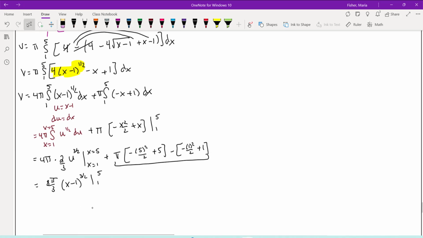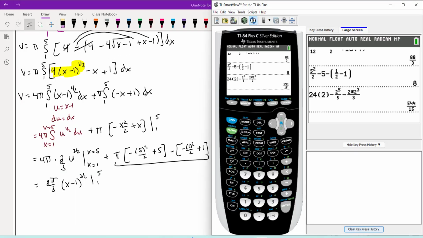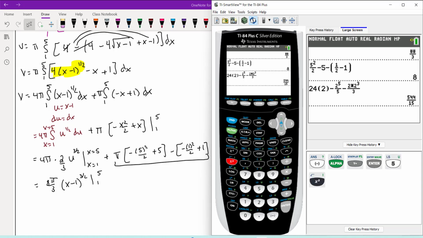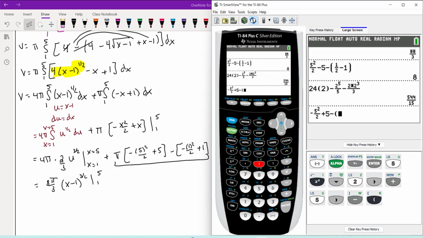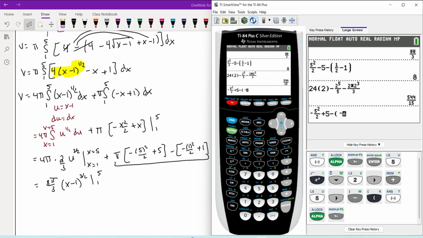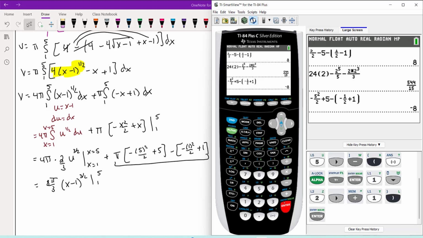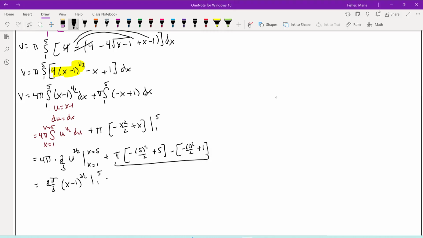So if we're putting that portion right there into a calculator, I have negative and then alpha y equals, enter, 5 squared divided by 2 plus 5. And then minus, open a parentheses, negative alpha y equals, enter, and that's just going to be a 1 over 2 because 1 squared is 1, and then plus 1. Close the parentheses and hit enter, and that's just going to be negative 8, so that's going to be a negative 8 pi.